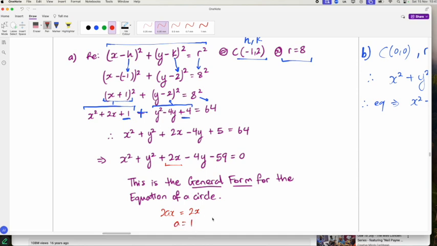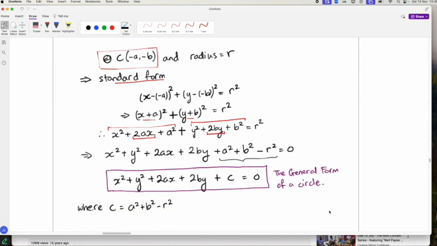And I could look at this negative 4y. Negative 4y is really 2by. So I can immediately see here that b is going to be negative 2. But of course the center is not 1, negative 2. That is because the center is negative a, negative b, as I was saying. So therefore the center will be 1, negative 1, 2.